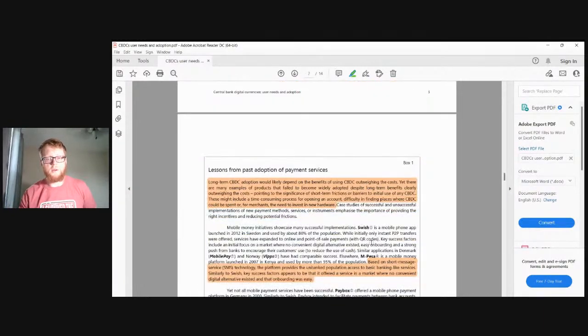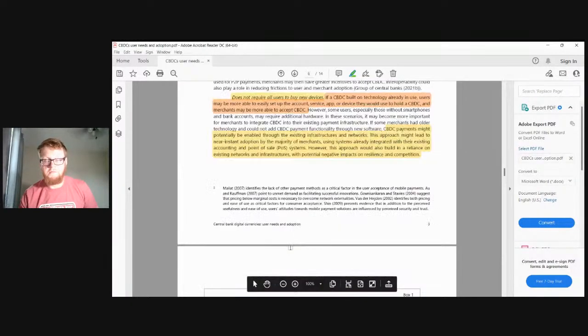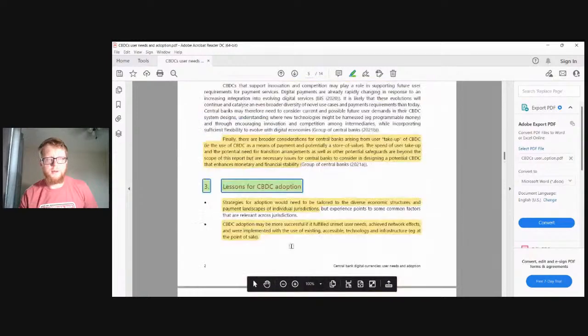If you want to look more into each one of those specifically, I'd highly recommend it. Stuff like this is pretty interesting. I misspoke earlier: Denmark was MobilePay, Norway was Vipps, and then M-Pesa was in Kenya, which surprised me a little bit. But anyways, yeah.